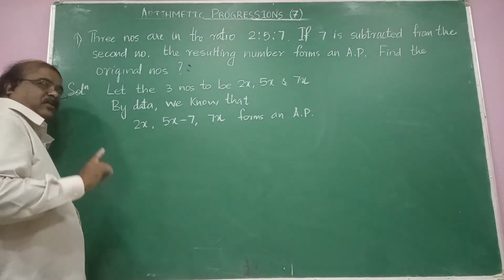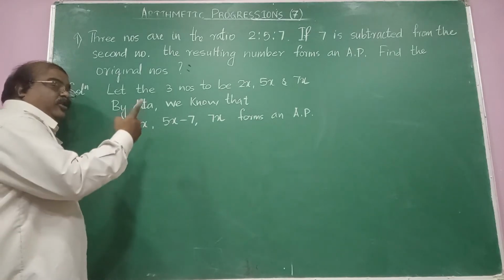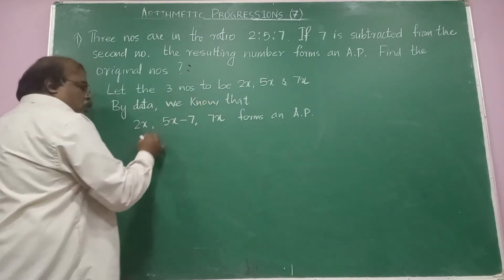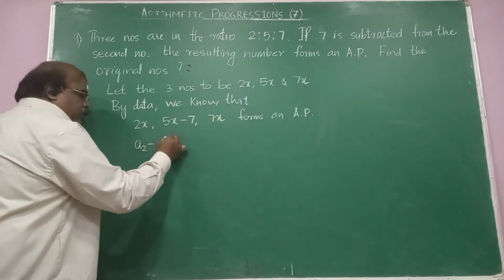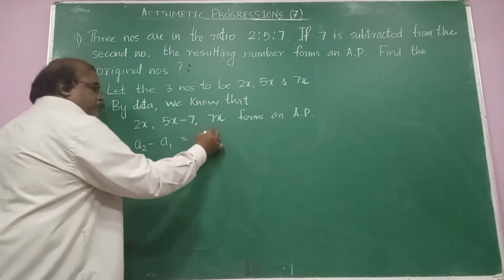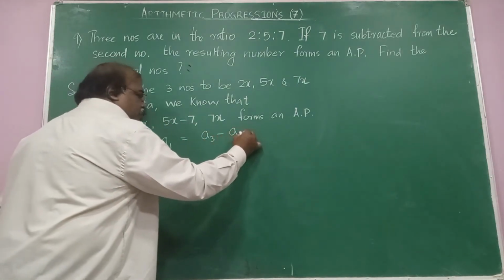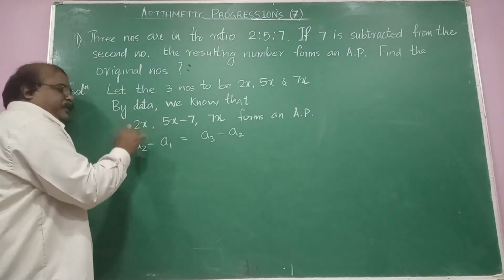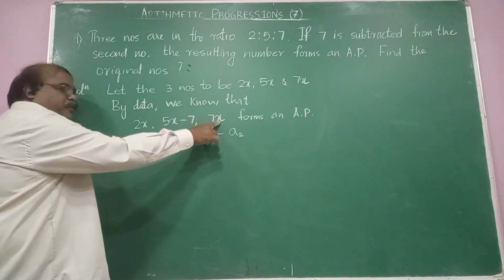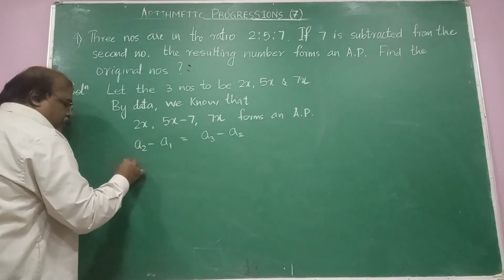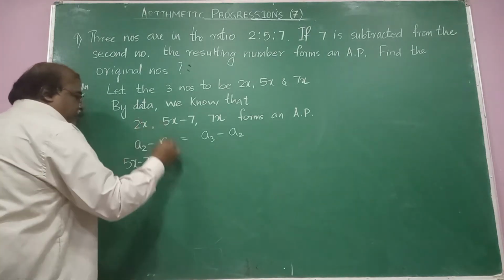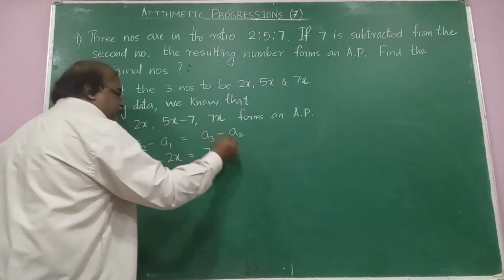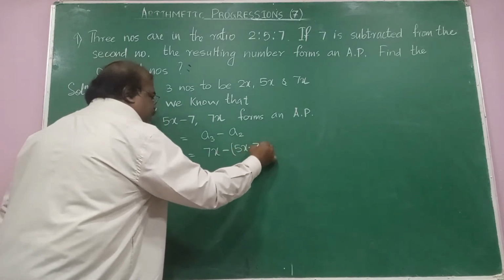If I ask you to find the value of x, I can do it in two methods. Using the arithmetic mean formula, this is capital A, small b, or since it's an AP, I know that A2 minus A1 must be equal to A3 minus A2. I can use either this concept or the arithmetic mean formula. So the second term, 5x minus 7, minus 2x is equal to 7x minus of 5x minus 7.